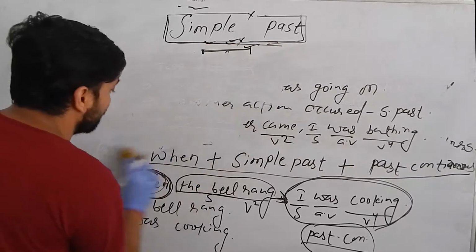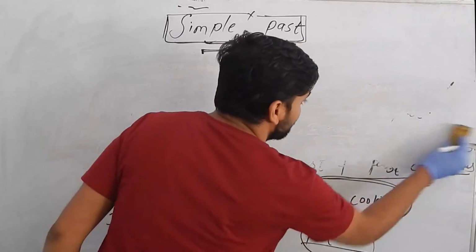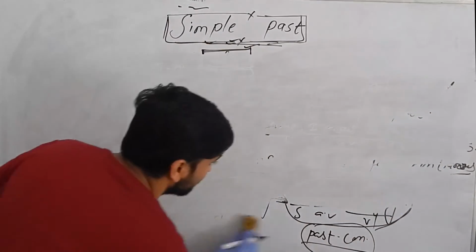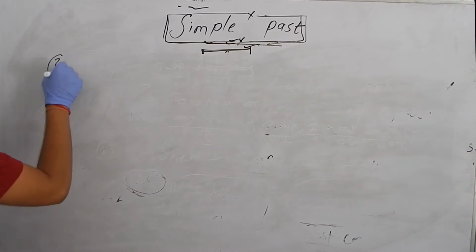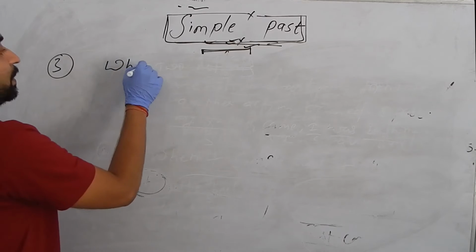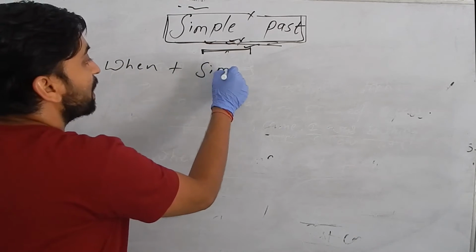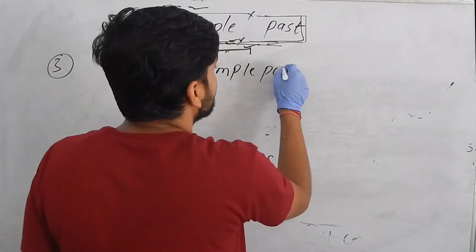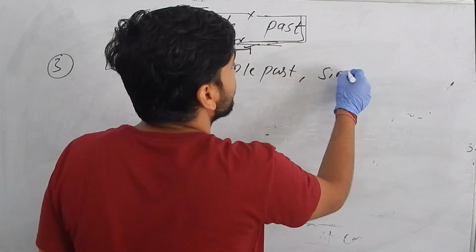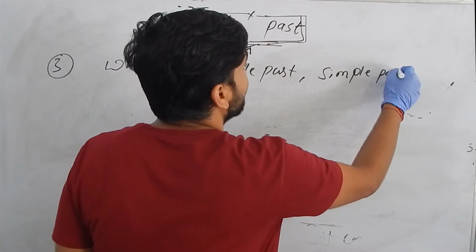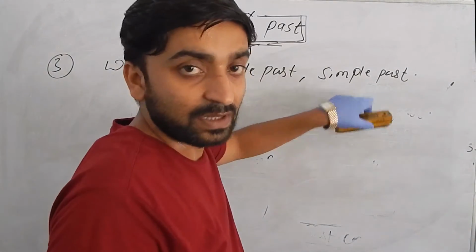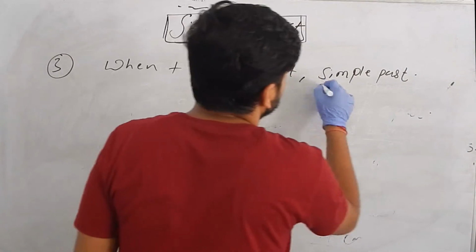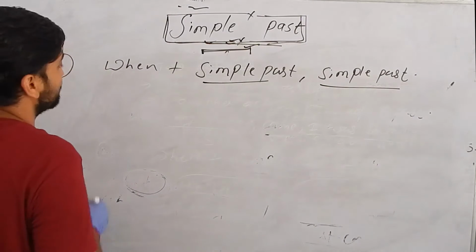And now see again another use of simple past tense. The third number is here. What is the third number? See the third number: when plus simple past, and simple past. Simple past. Again, what did we see? So simple past and past continuous tense. But here is a different thing. Simple past and simple past is there.